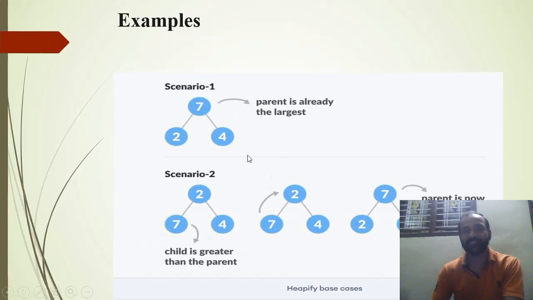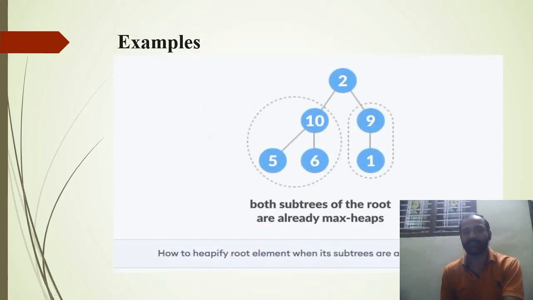These are sample examples of max heap. See here, scenario 1 is already heapified. Coming to scenario 2, 7 is larger when compared to 2. So in that case, we swap 7 with 2 to make a max heap. This is the example.